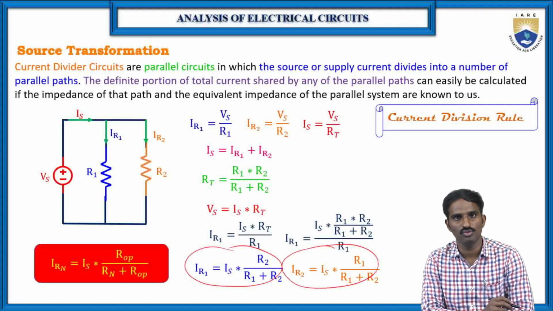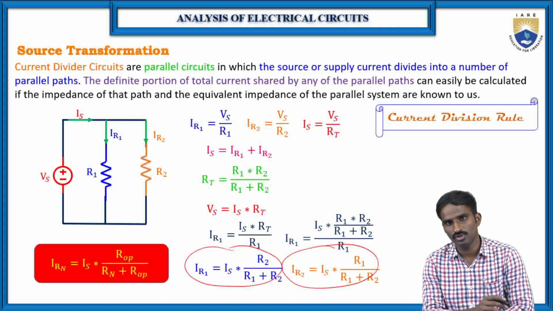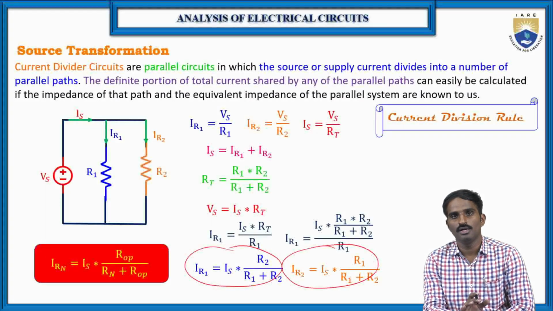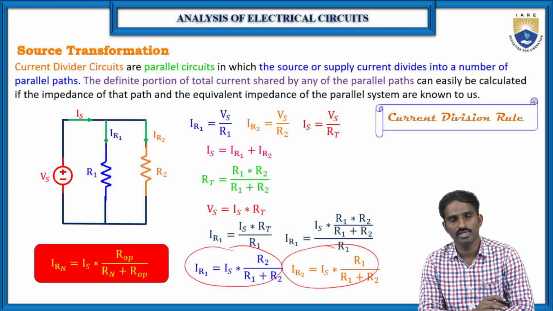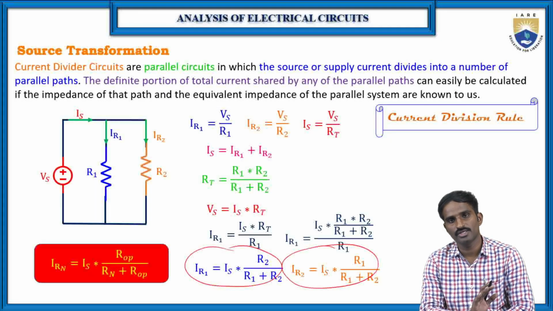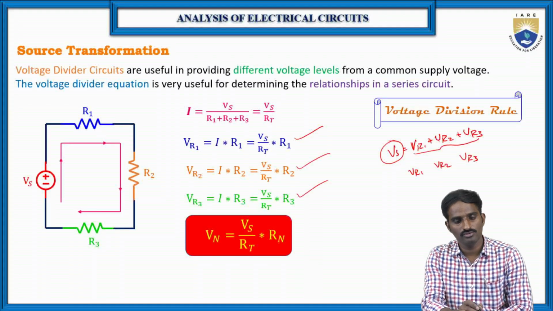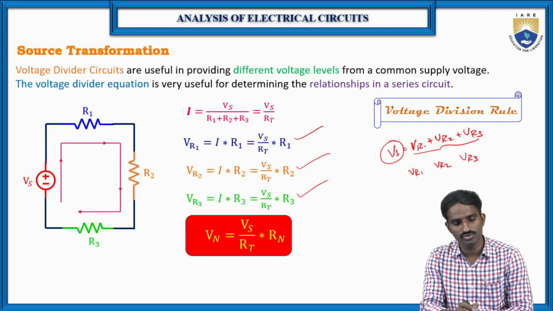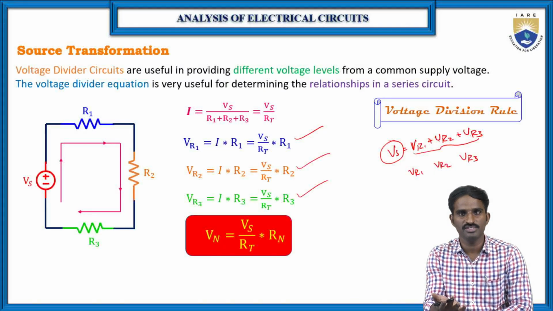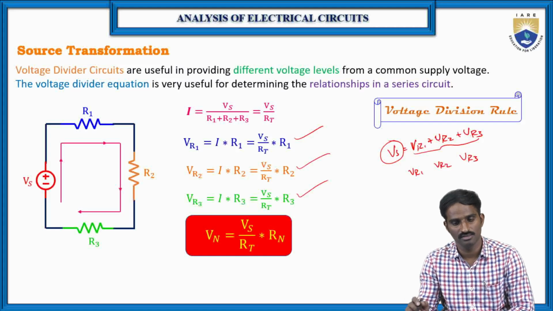I hope everybody is clear about how we can apply the current division rule and the voltage division rule. The voltage division rule is applicable when the elements are connected in series, and the current division rule is applicable when the elements are connected in parallel. Why? Because when the elements are connected in series, the current flowing through the circuit is the same. So there is no current division: the current flowing through R1 is I, through R2 is also I, and through R3 is also I. So there is no division here, because all the elements are connected in series.